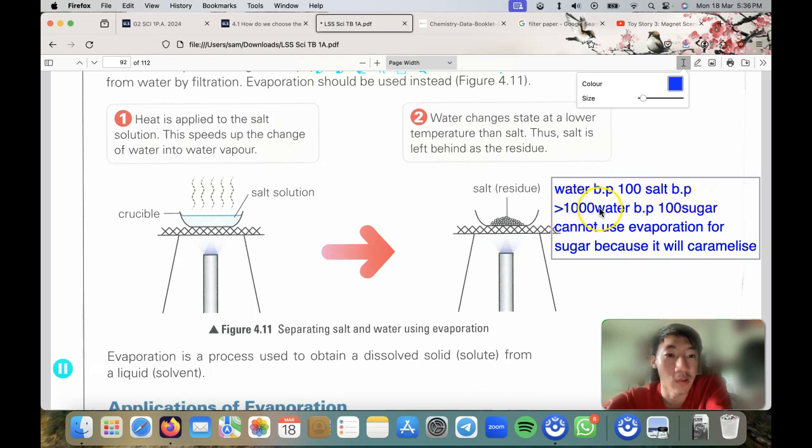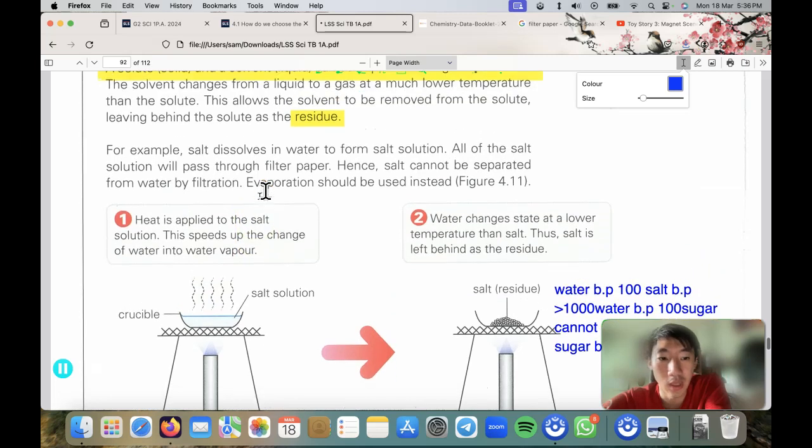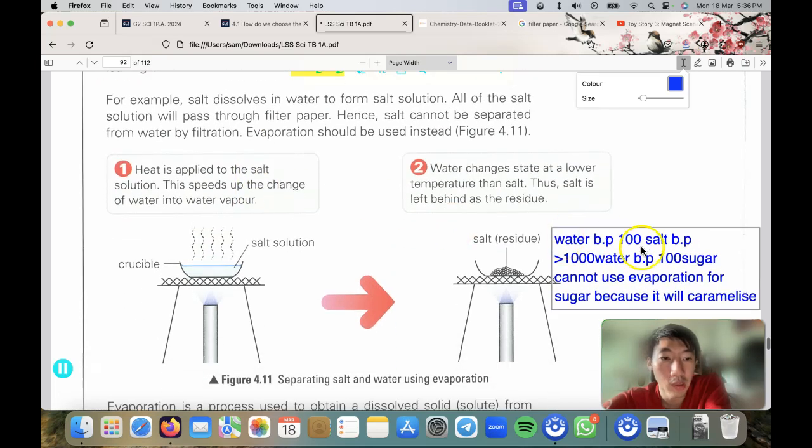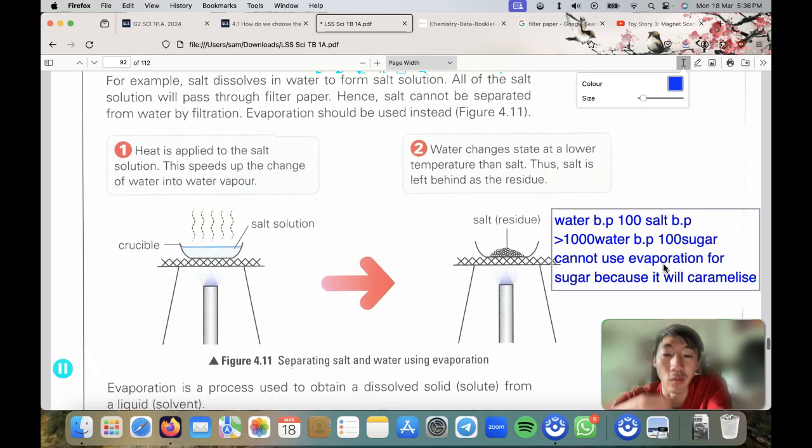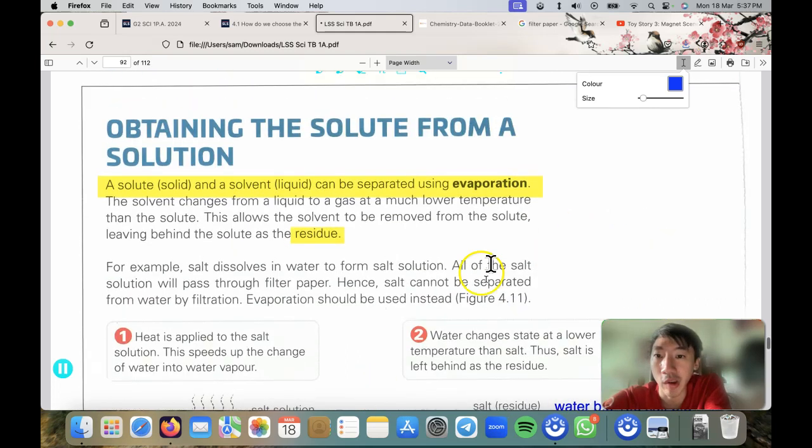Okay, for sugar, we can't really do this same method of evaporation easily. Why? Because for sugar, the boiling point is quite near to 100. What does that mean? That means that if you try to boil it, the sugar will actually turn into caramel. Okay, so we can't do this method easily for sugar. We can only do this method easily for salt. Okay, the evaporation to dryness method.